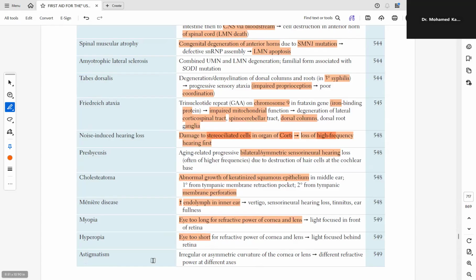Astigmatism: irregular or asymmetric curvature of the cornea or lens, with different refractive power at different axes. And this was it for episode number 10.